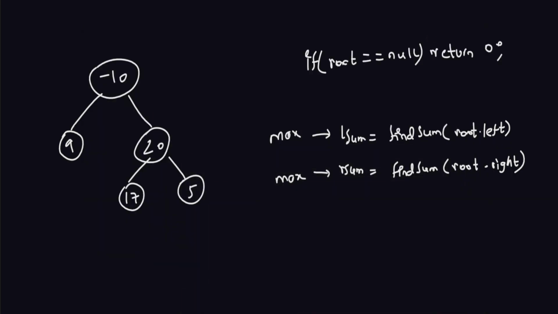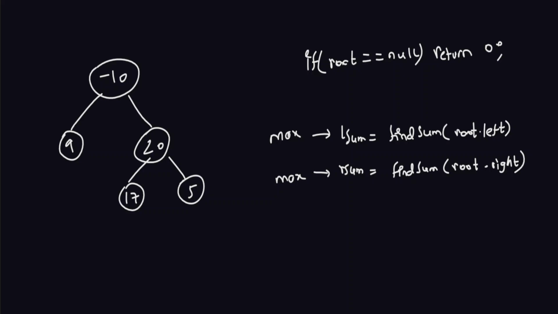One thing you know is, if we reach a null point, then we can simply return 0. Yes, we can simply return 0. Now, this is actually the maximum left sum, and this is the maximum right sum.